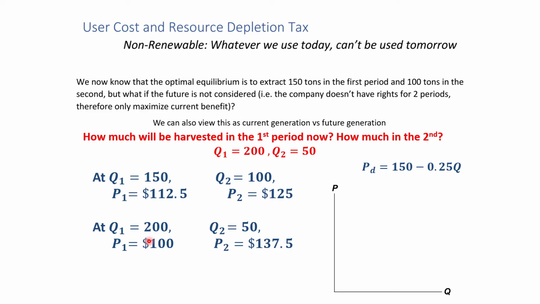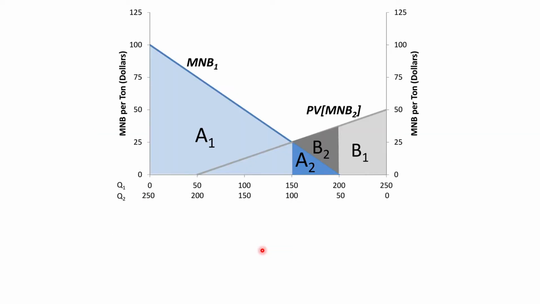Now the effect here is that the current generation pays less. We get the benefit of paying less, but that comes at the expense of the future. The future generation has to pay a higher price. And what that gives us is this.